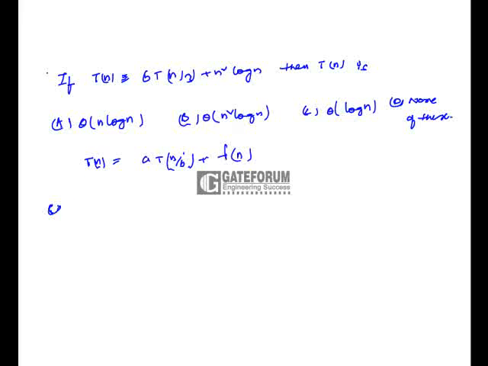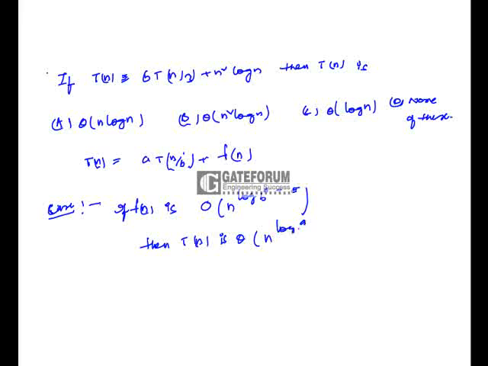Case 1 states that we check if f(n) is O(n^(log_b a − epsilon)). If this is satisfied, then T(n) is theta of n^(log_b a), where epsilon should be greater than 0. This is the first case.